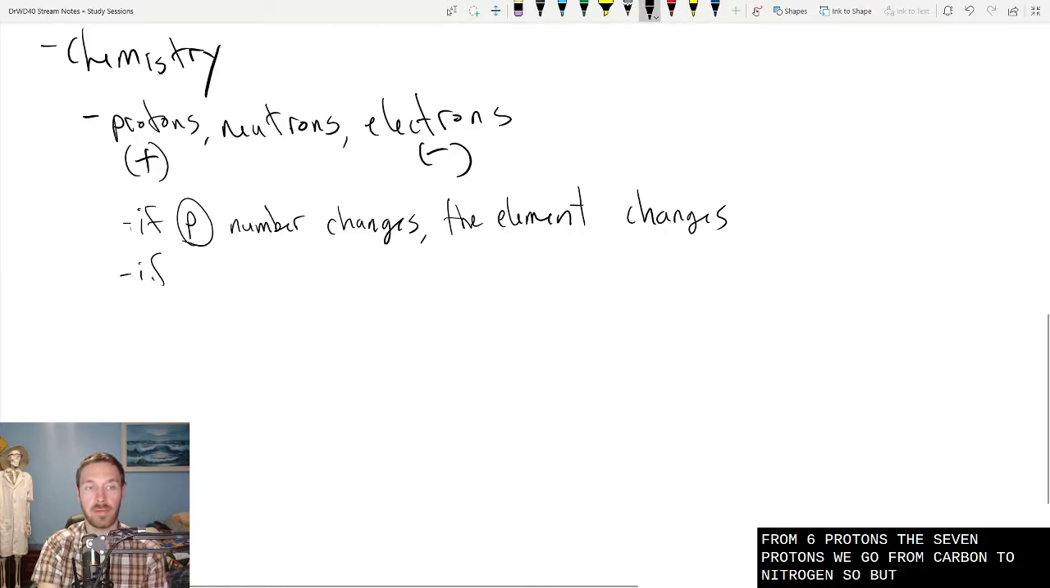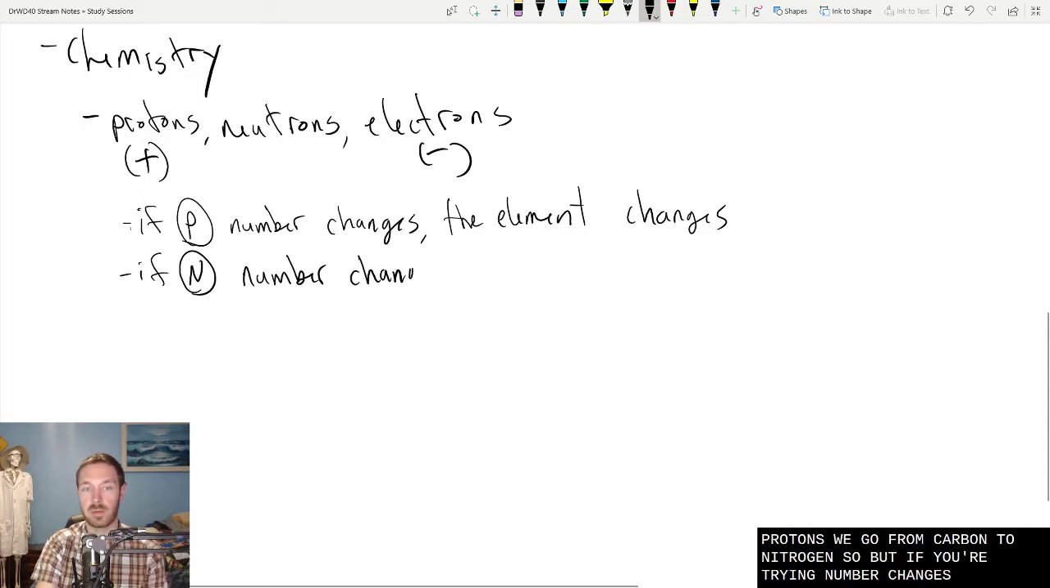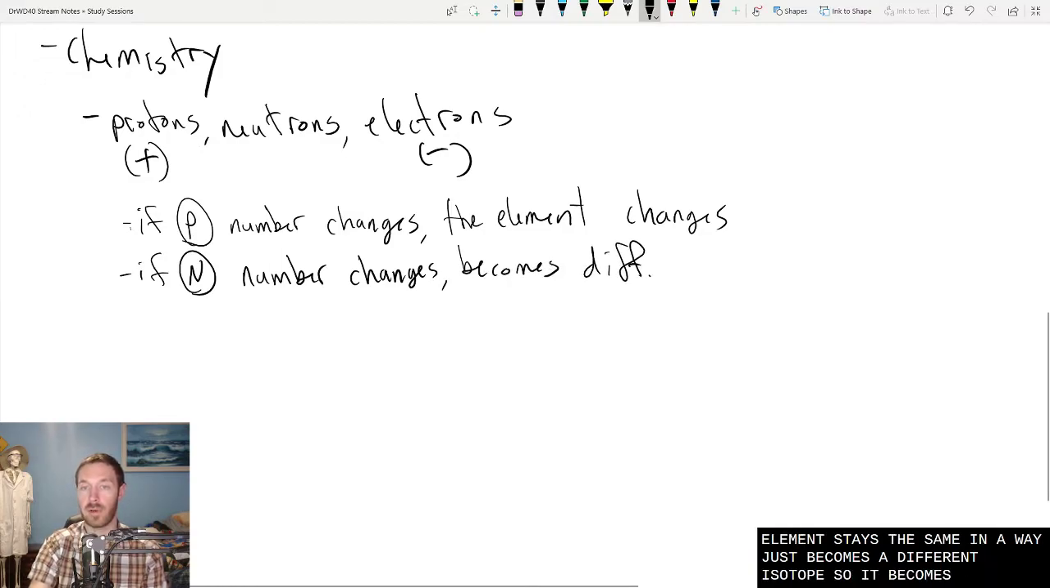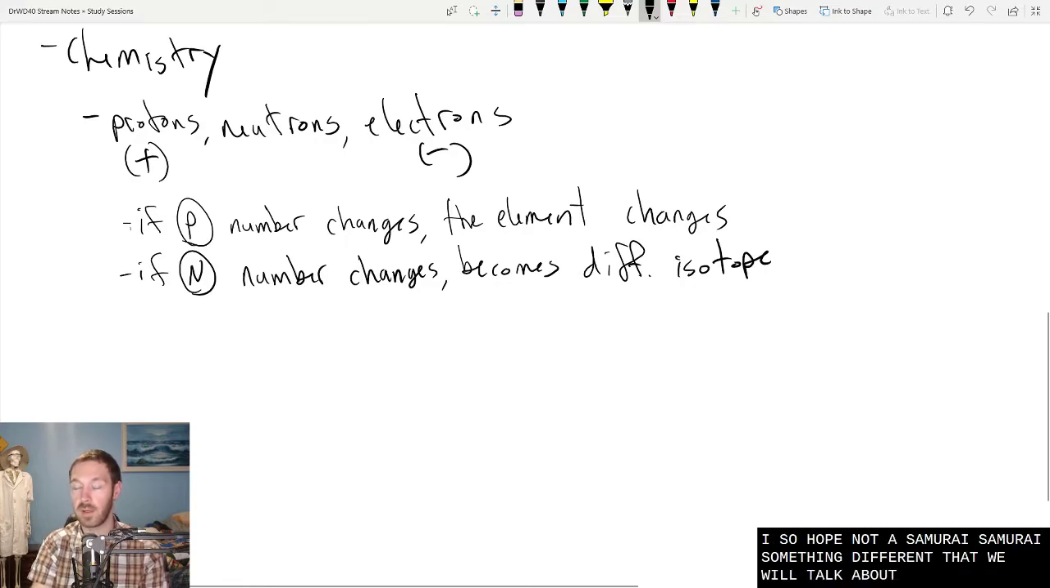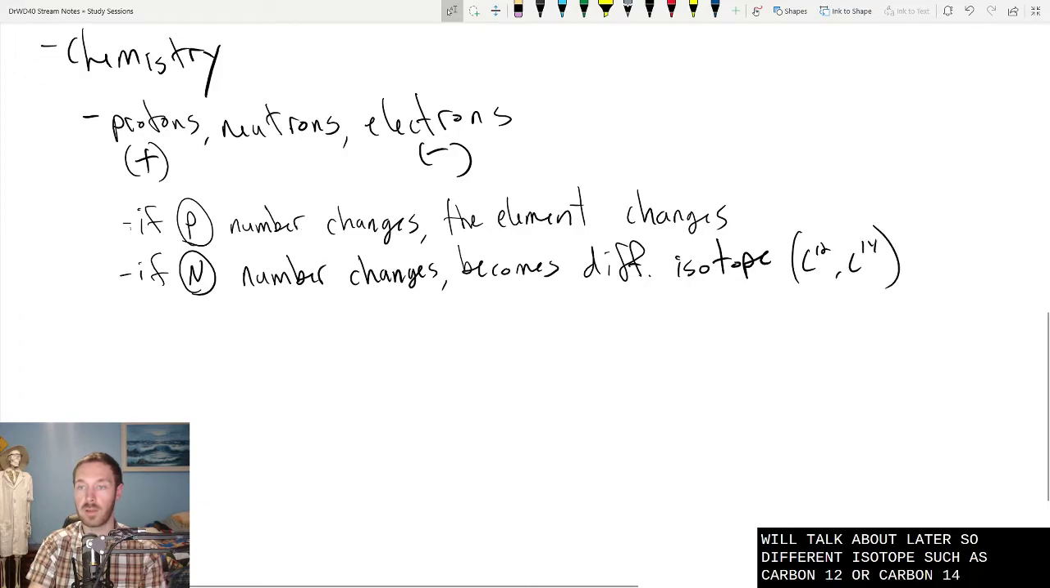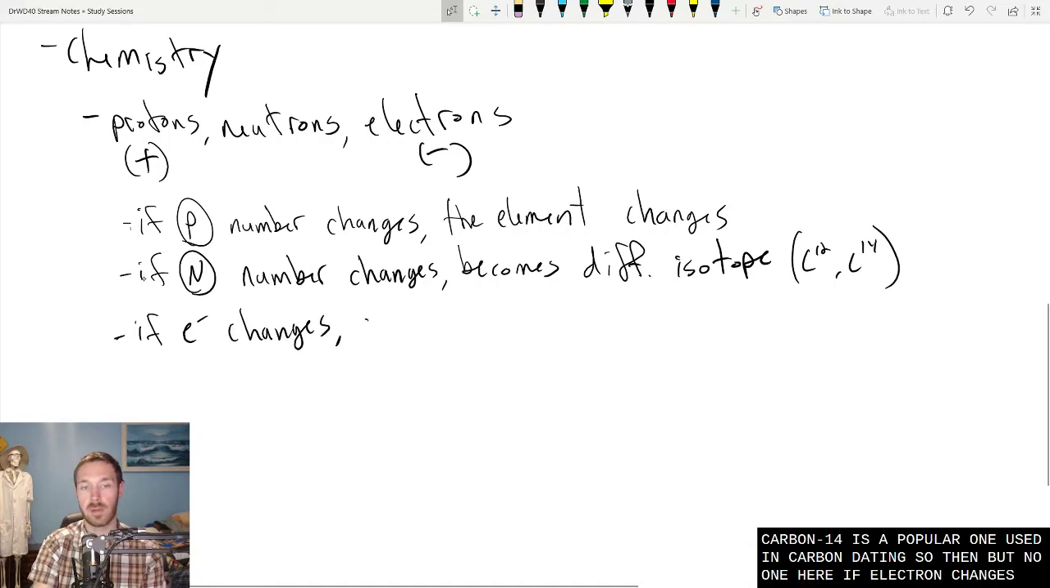But if neutron number changes, the element stays the same, it just becomes a different isotope. So it becomes a different isotope, not isomer. Isomer is something different that we will talk about later. So different isotopes such as carbon-12 or carbon-14. Carbon-14 is a popular one used in carbon dating. Then the final one here: if electron number changes, the charge changes.